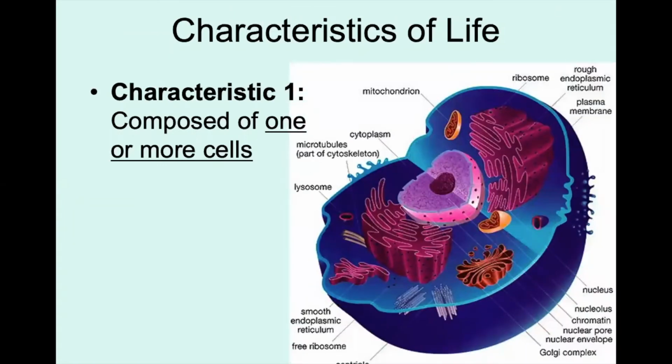Characteristic number 1, composed of one or more cells. That's right, guys. All living things that we know of, that we've experienced, as we meaning the scientific community, have all had at least one cell. They could be a single-celled organism like a bacteria, or more cells like you. You are a multicellular organism, but you have cells.